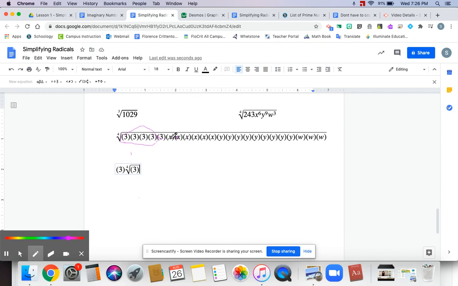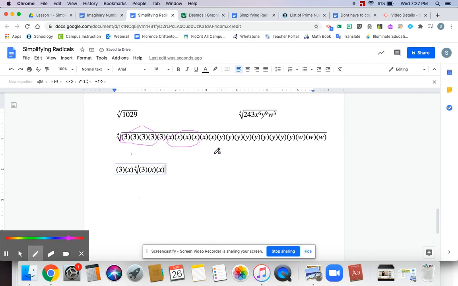Next, with my x's, here's 1, 2, 3, 4. So here's 4 of them. And then 1, 2. There's only 2 more after that. So 1 x gets to come out because of the 4 in there. And then since these 4 came out as 1, what's left in here is 2 more x's. It's left under the fourth root.